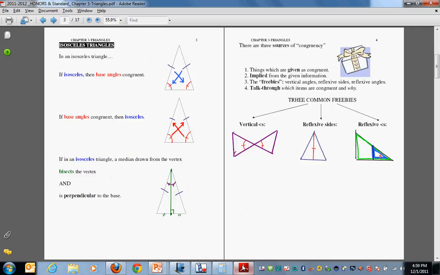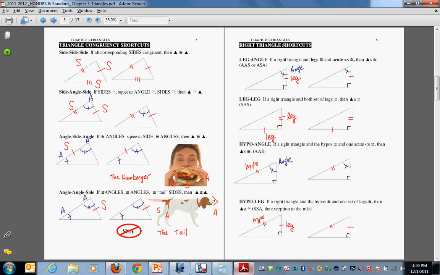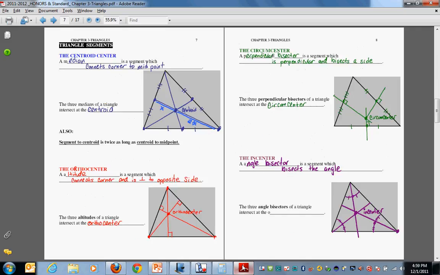isosceles triangles, congruent angles within triangles, side, side, side, side, angle, side, and angle, side, angle, right triangle congruency, learning about medians and centroids, altitudes and orthocenters, perpendicular bisectors and circumcenters, an angle bisector, and the incenter.